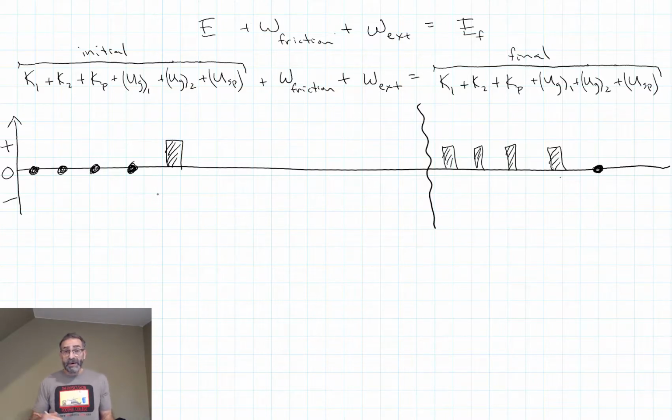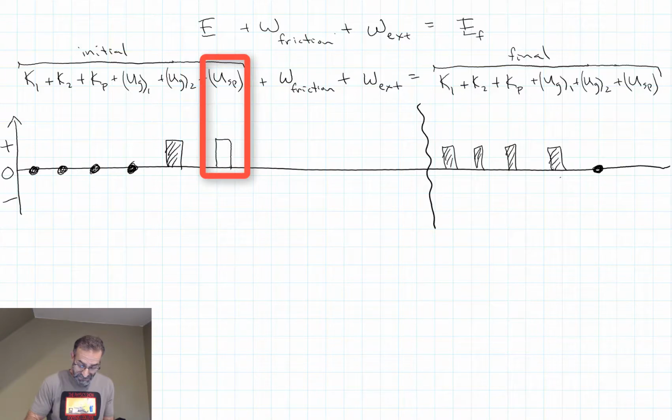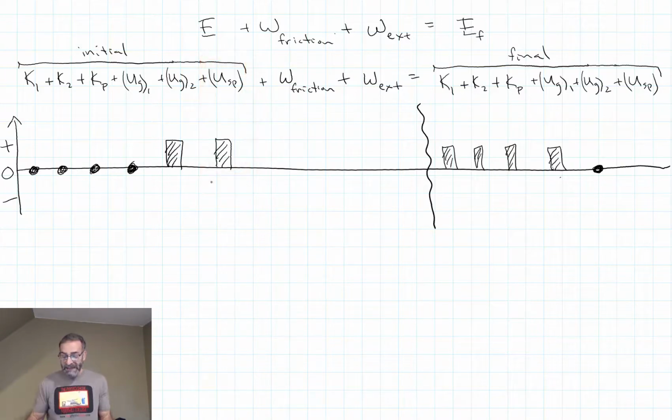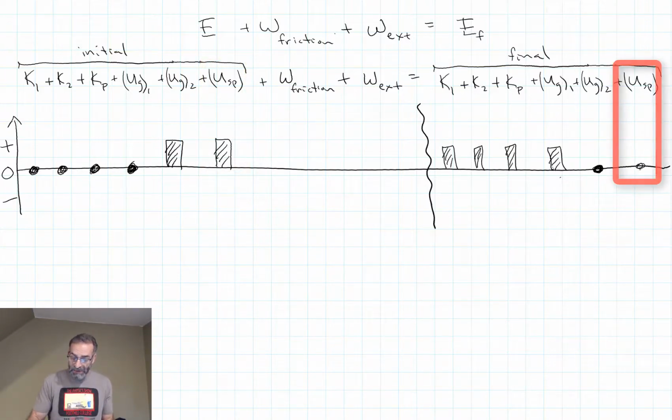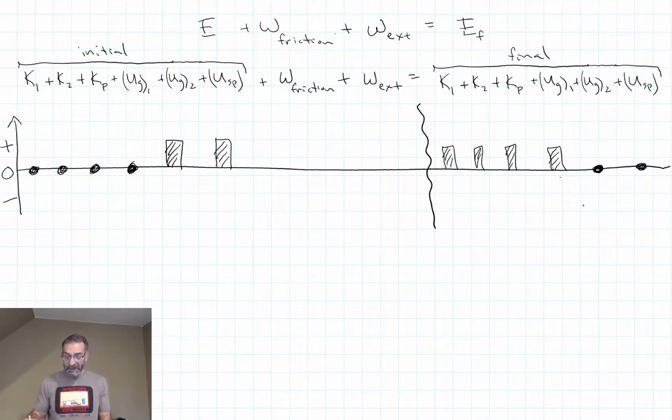Our spring at the beginning of the problem is stretched. Whether it's stretched or compressed doesn't matter. Either way, it has energy stored in it, and spring potential energy is always positive. At the end, M2 is passing through the equilibrium position of the spring, so it has no energy stored in it. The spring is not stretched or compressed at the end of our problem.